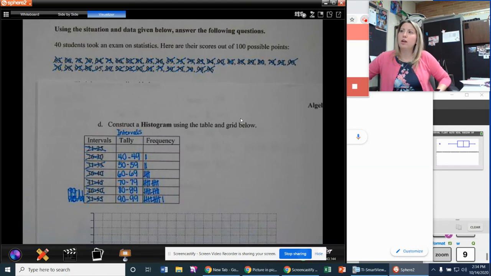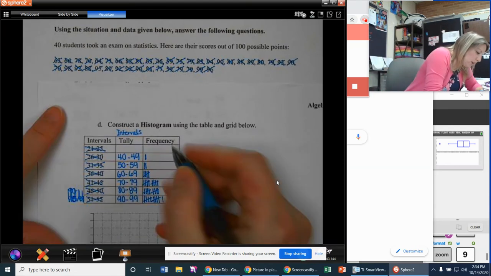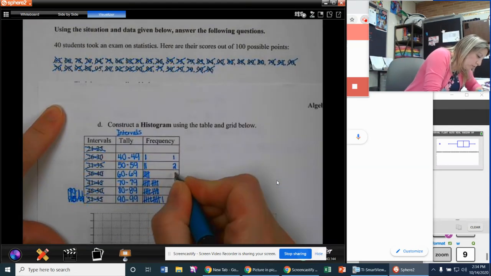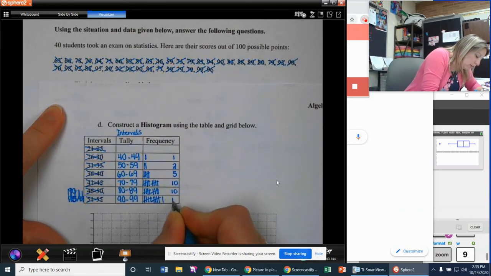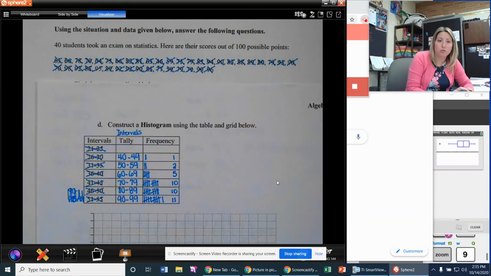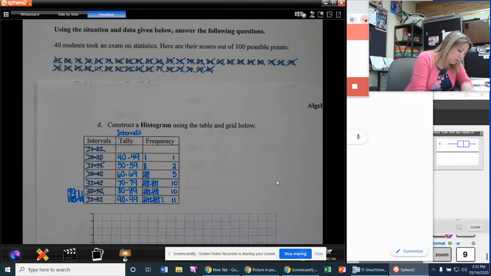All right. So let's tally them up. We had 1, we had 2, 5, 10, 10, and 11 for our intervals. Okay, so let's take a peek down here. We obviously are not starting at 0, so we're going to need a break. And then let's go by 2s for our intervals just to make sure, because we've had enough little errors that this, I think, will fit everyone.